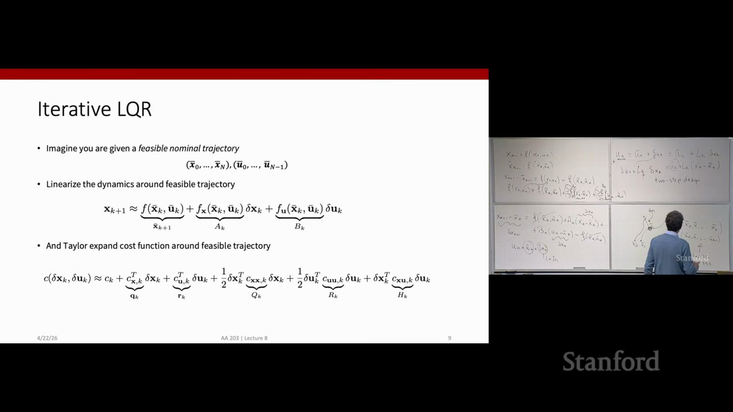Now, the idea is not that we want to find a control that brings you closer to the nominal trajectory, but rather a control that deforms your nominal trajectory into a better trajectory. So we want to get away from the nominal trajectory, hoping to find a trajectory that has a lower cost. So you're given a trajectory here, x bar 0, x bar 1, x bar 2.